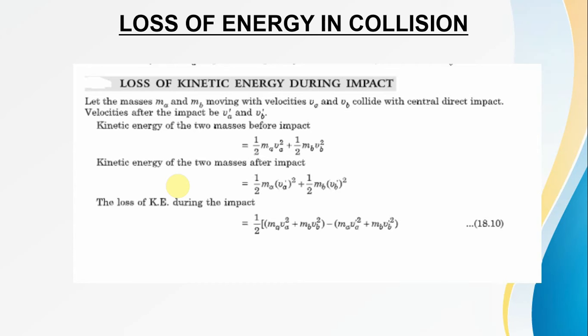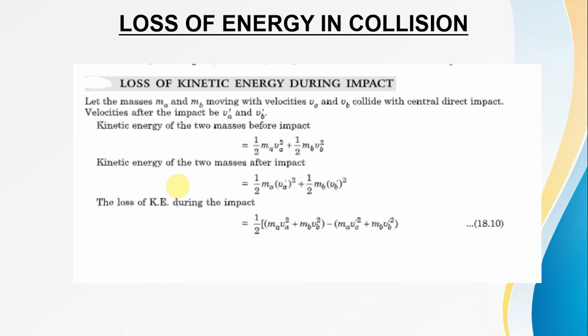Now let us suppose that the kinetic energy of the two masses before impact will be 1 by 2 MaVa square plus 1 by 2 MbVb square, and the kinetic energy of the two masses after impact will be equal to 1 by 2 MaVa dash square plus 1 by 2 MbVb dash square. So what would be the loss of kinetic energy during the impact? It would be the kinetic energy of the two masses before impact minus the kinetic energy of the two masses after impact. That is 1 by 2 [MaVa square plus MbVb square] minus [MaVa dash square plus MbVb dash square]. So this would be the loss of kinetic energy.